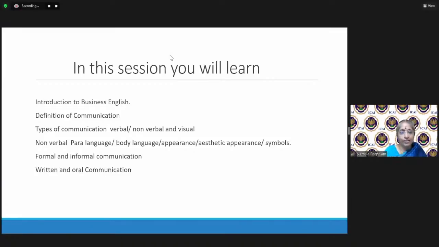Okay, in this session, you will learn Introduction to Business English, definition of communication, types of communication: verbal, non-verbal, and visual. Non-verbal, you have paralanguage, body language, appearance, aesthetic appearance, symbols. Formal and informal communication are 2 types. Then written and oral communication, which becomes verbal. In a moment, I will be dealing with each of these separately so that you understand what they are and you also have a clarification as to how to communicate effectively.